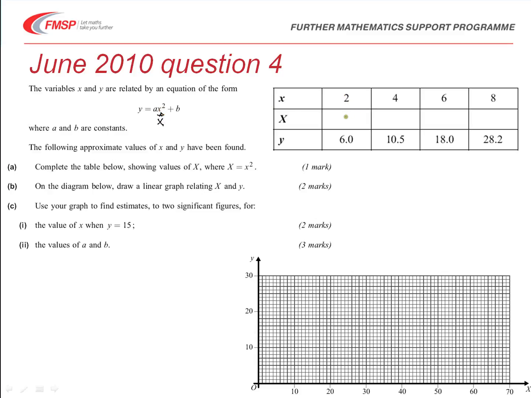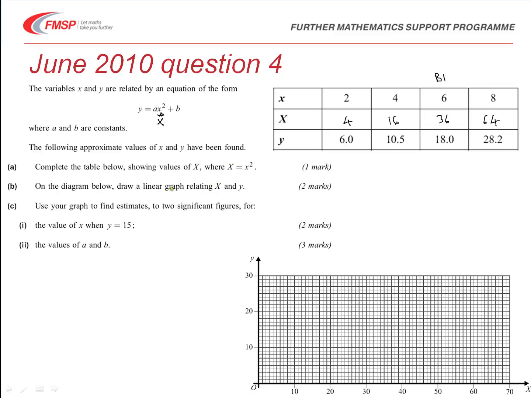So, fairly obvious what to do. Hopefully you'll get this part correct. Okay, so there we can see we've squared all the entries, and if we've done that correctly, we'll just be given 1 mark for doing that.